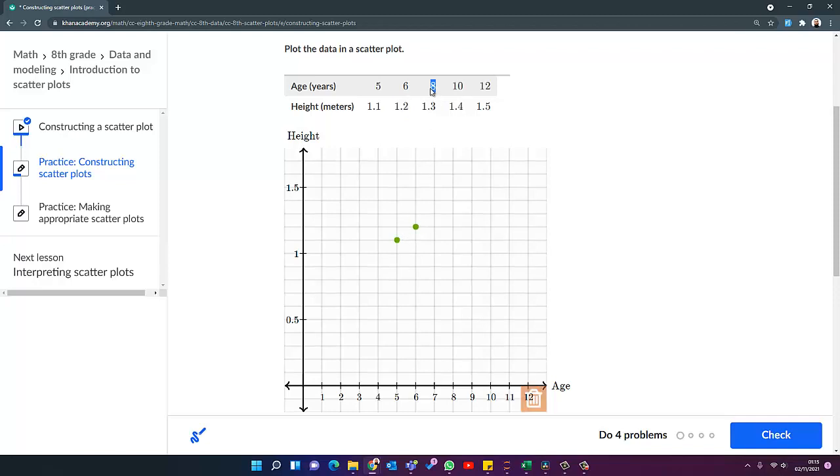If someone's age is 8, that's 1.3. I will speed up the process here. Height is 1.5. So here, do you see a pattern? The pattern I can see is positive, it's going up in a positive way. If someone's age is 5, his height is low, and if someone's age is higher, his height is going higher.